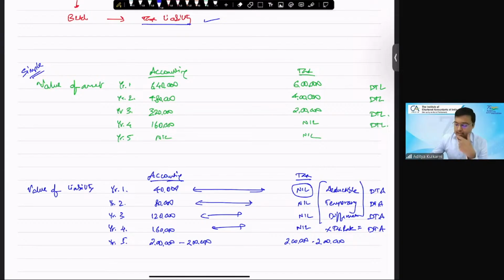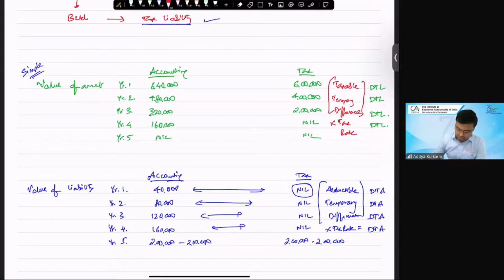And here, if I call it a deductible temporary difference, what will be the opposite of deductible? Taxable temporary difference. This, when I multiply with the tax rate, gives rise to a deferred tax liability. Are we able to understand? Yes, sir.